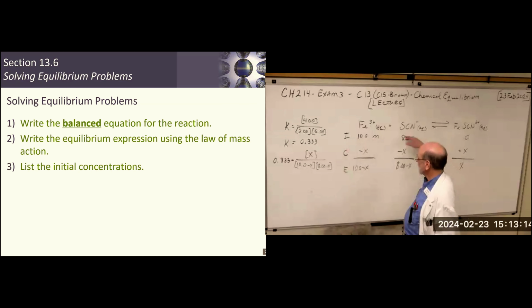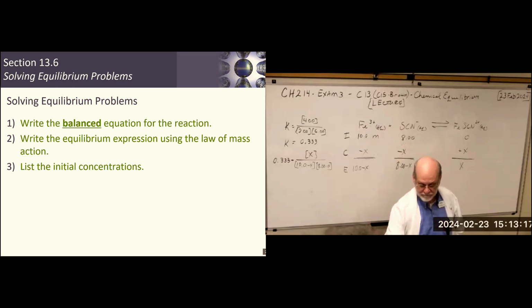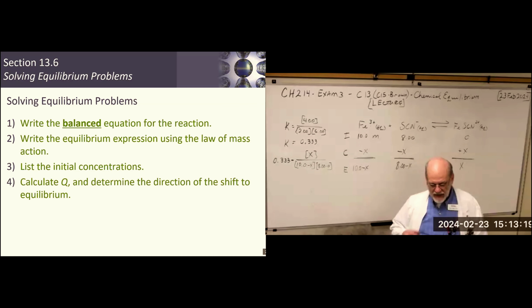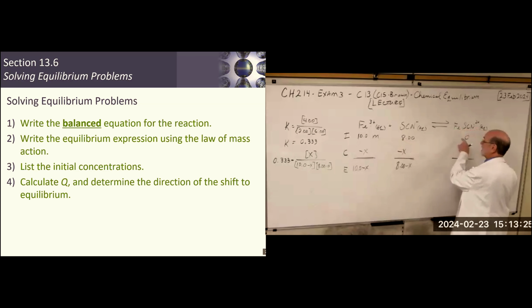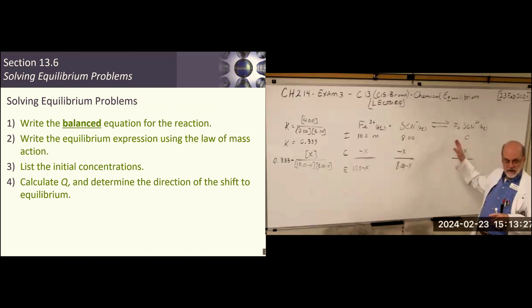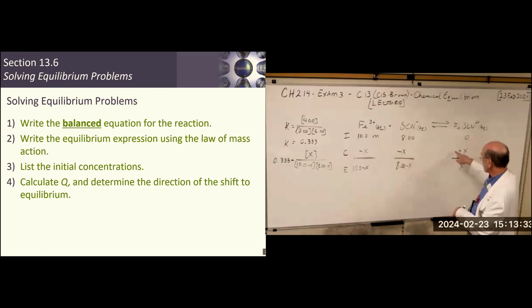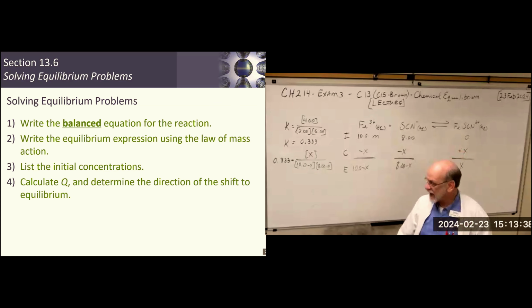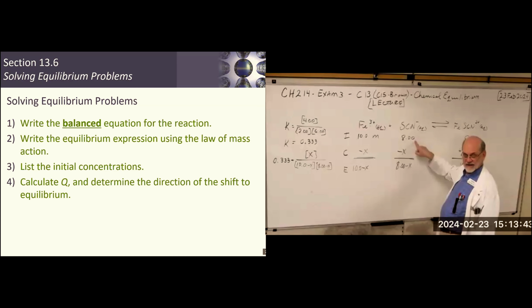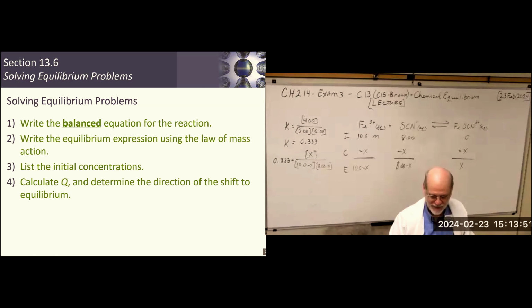Then you list your initial concentrations, right? Set up your ice table. If you have to, calculate the Q. If you're given a value here, here, and here, then you may have to calculate the Q to determine which way it's going to move. Because if it moves this way, then this is going to be a minus and these are going to be pluses. But if we have something here, here, and nothing there, then you know it's going to move this way to put something in that space. I like those because you don't have to calculate the Q.